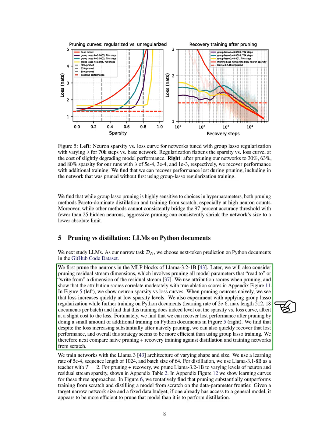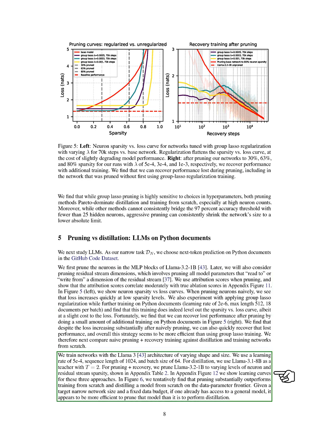Despite the initial loss increase from naive pruning, we can quickly regain that performance, making this approach more efficient than group lasso training. We then compare naive pruning with recovery training against distillation and training from scratch. We train networks with varying shapes and sizes using the Llama 3 architecture, with specific learning rates and batch sizes. For distillation, we use Llama-3.1-8b as a teacher with a temperature of 2.